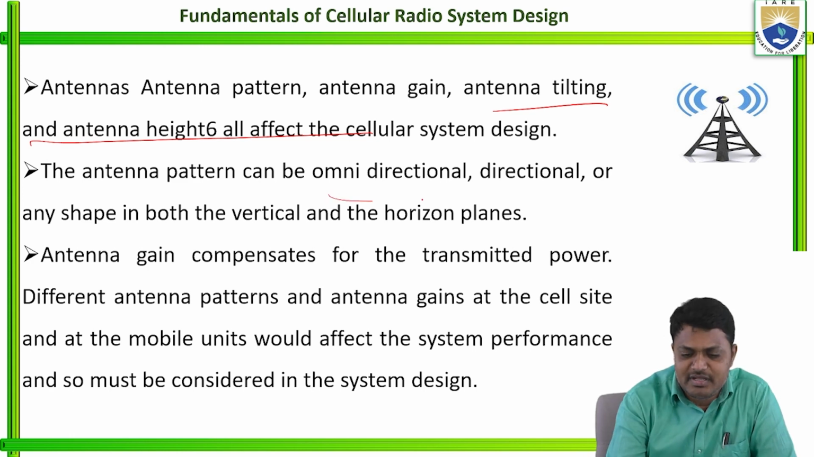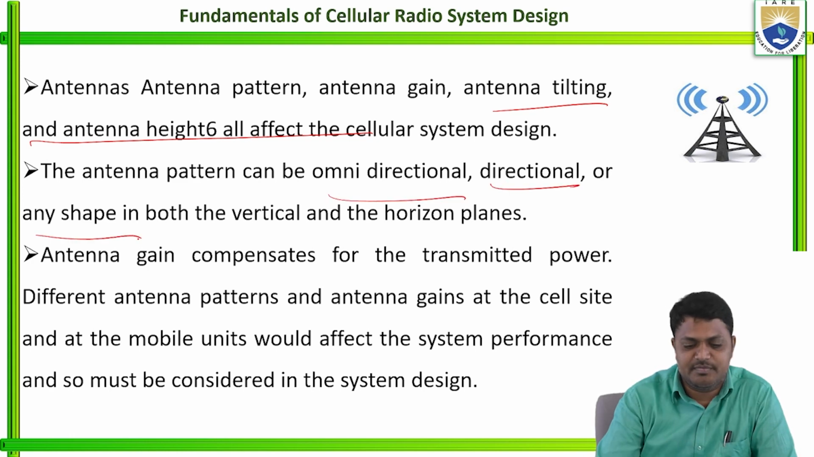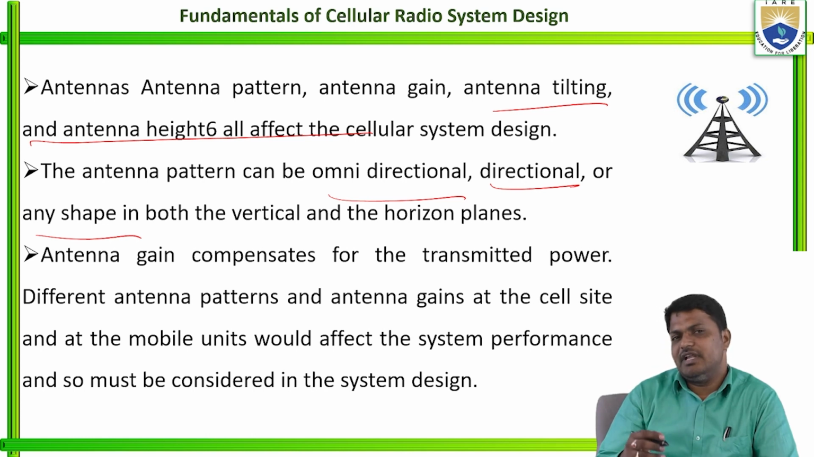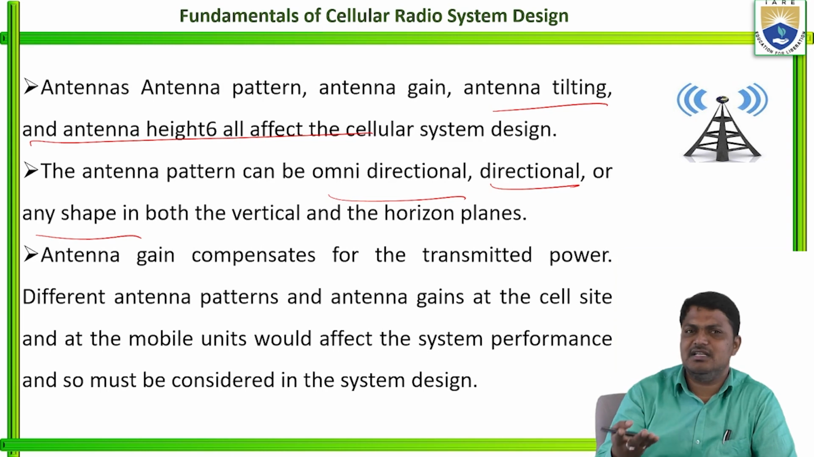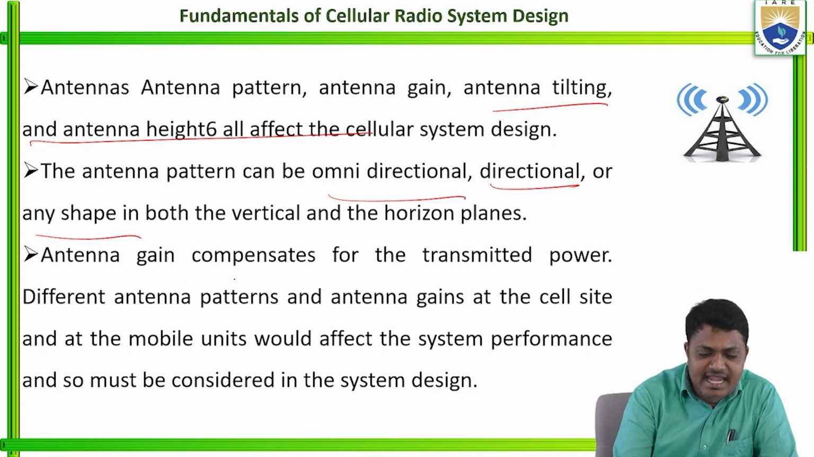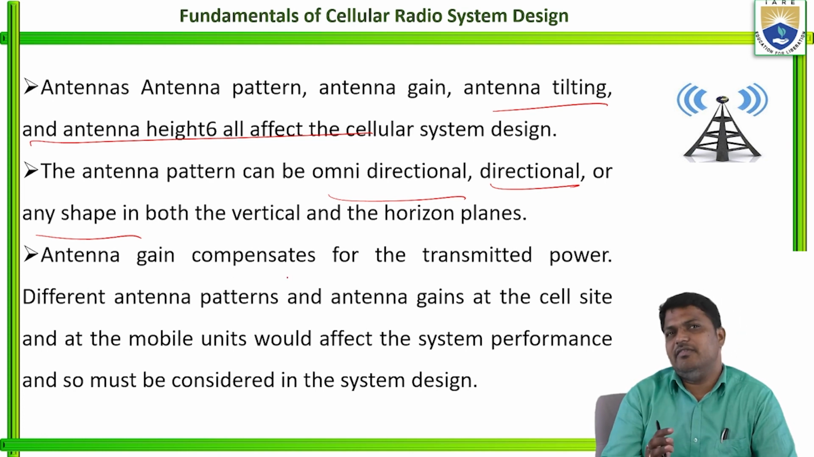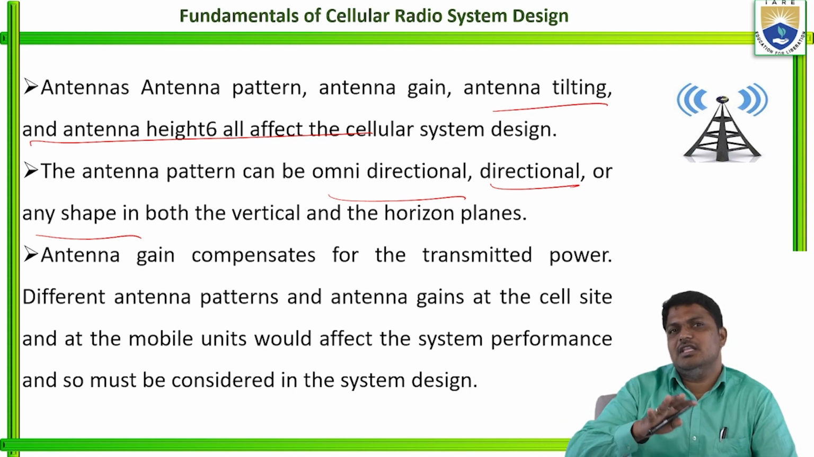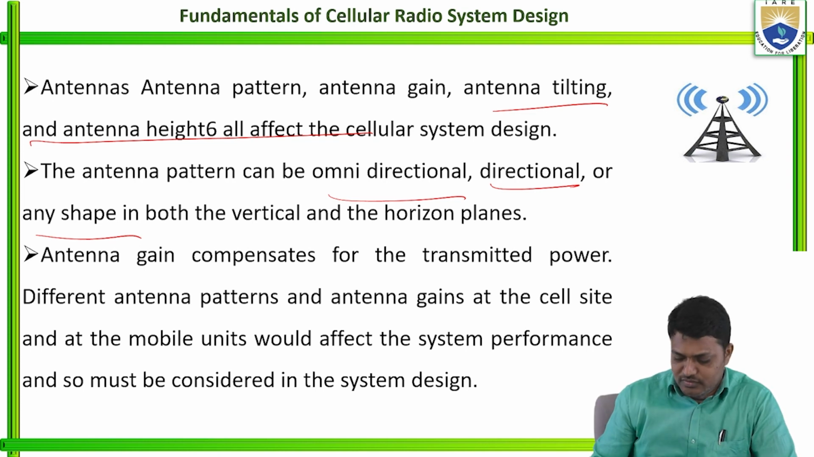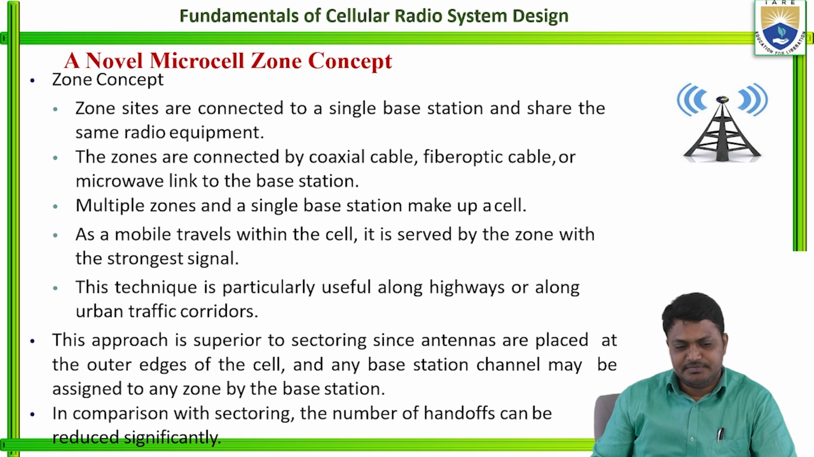So the antenna pattern can be omnidirectional, directional, or any shape. When we are implementing or designing an antenna, it can be omnidirectional or directional or any shape in both vertical and horizontal planes. The antenna gain compensates for the transmitted power from different antenna patterns of different gain, right? So when the gain is different, automatically we have to consider which type of antenna to use. The mobile unit would affect the system performance and must be considered in the system design according to the antenna gain.